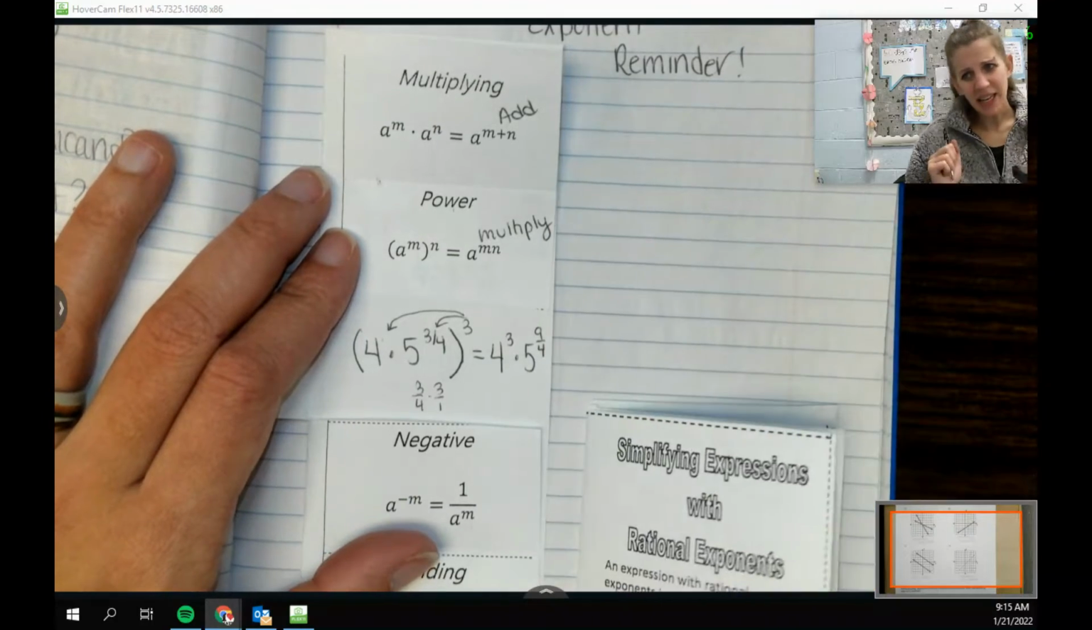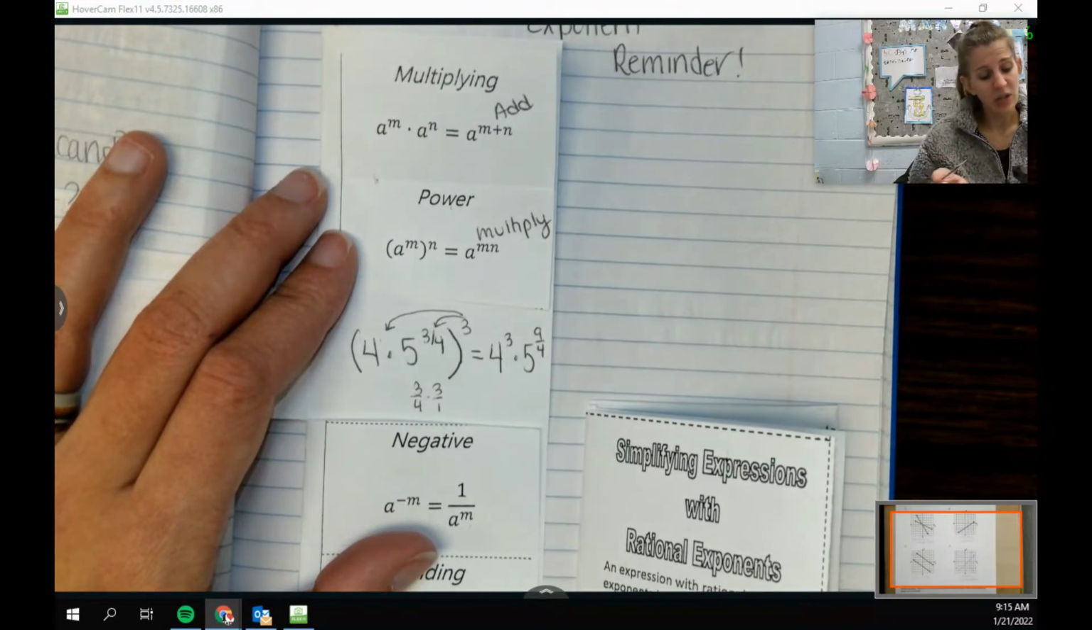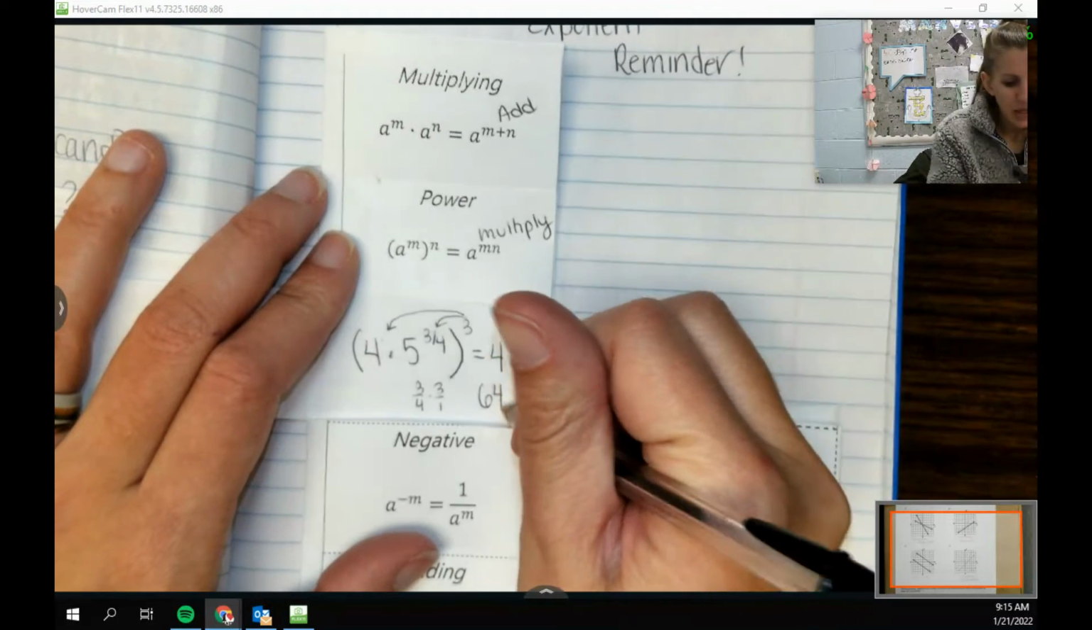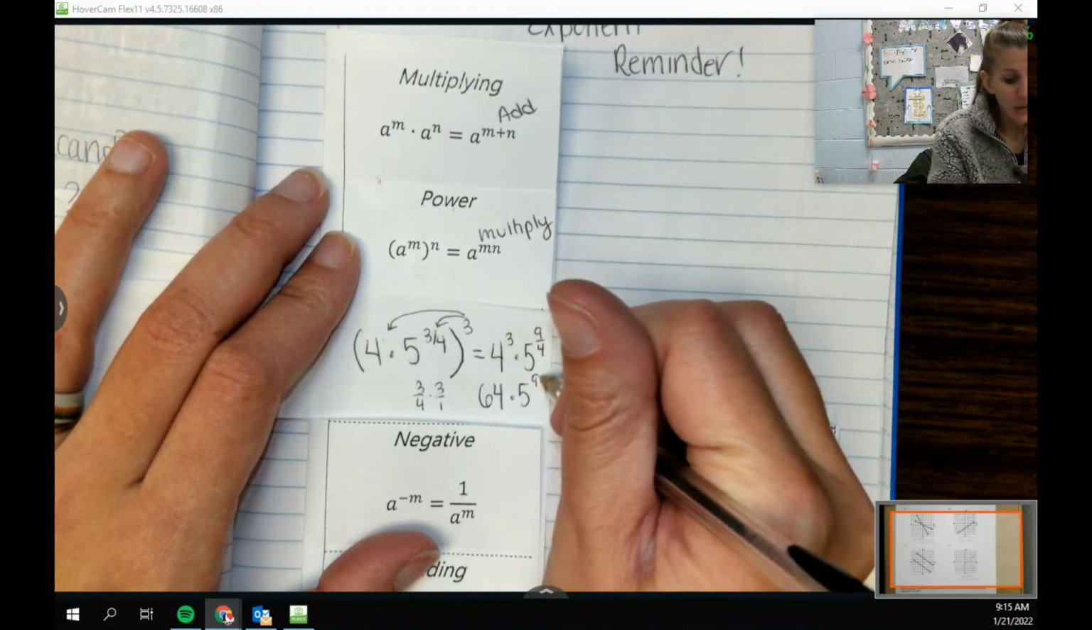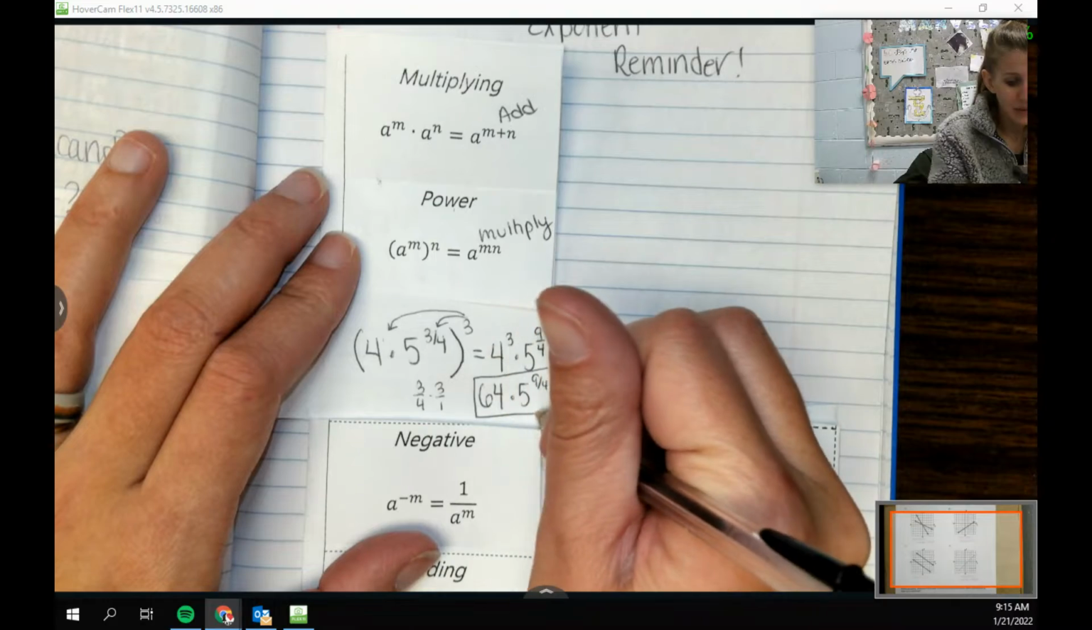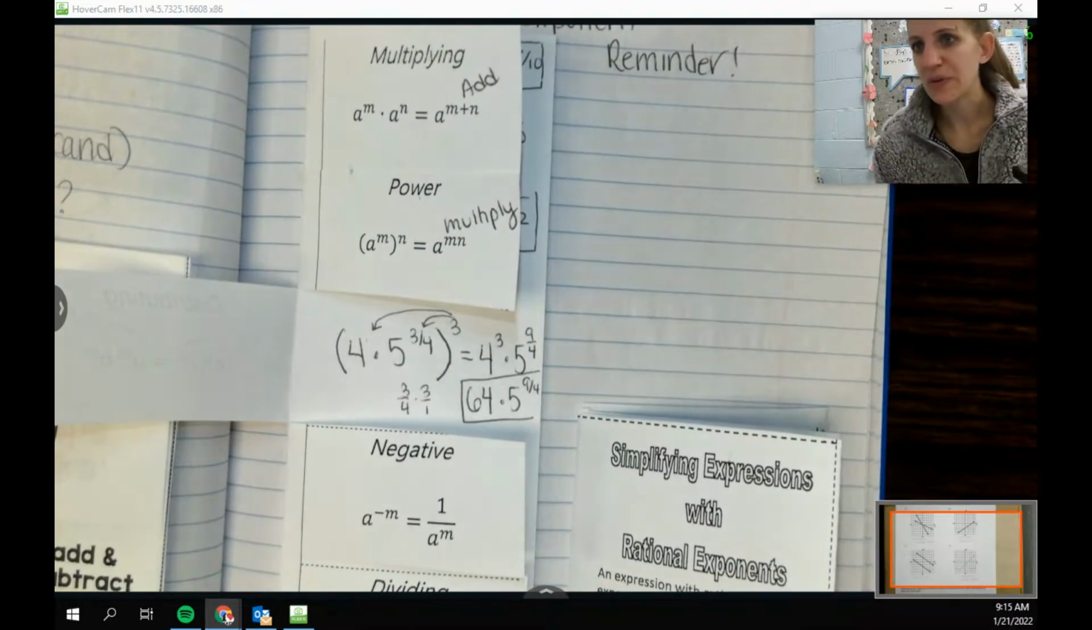Yuck. And I guess we could kind of do 4 to the 3rd because like that's actually easy. That's 64. So this is just 64 times 5 to the 9/4, whatever the heck that means. We will soon find out.